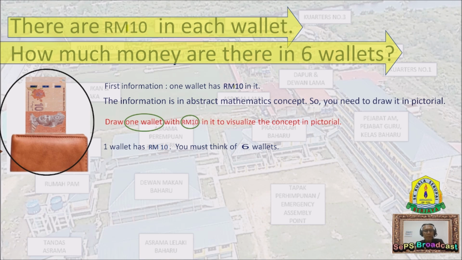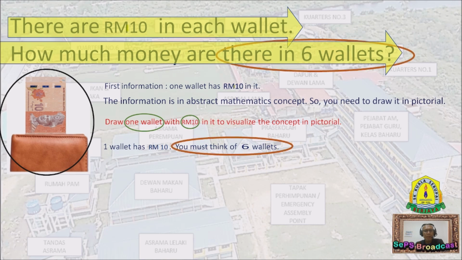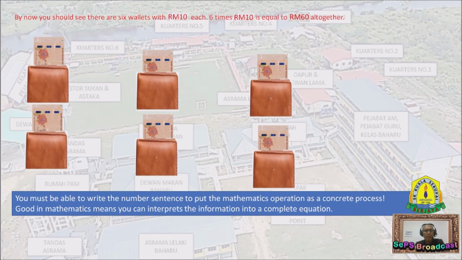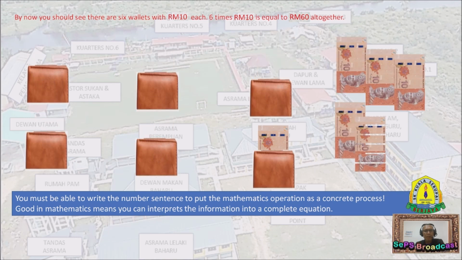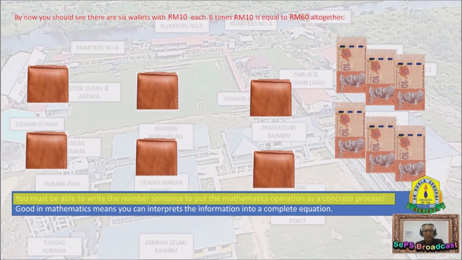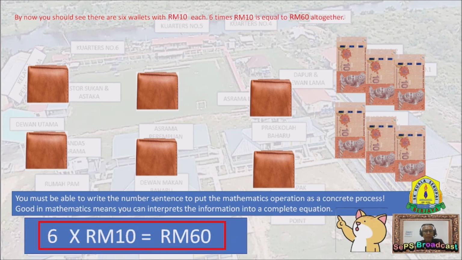One wallet has 10 ringgit. You must think of 6 wallets. By now you should see there are 6 wallets with 10 ringgit each. 6 times 10 ringgit is equal to 60 ringgit altogether. You must be able to write the number sentence to put the mathematics operation as a concrete process. Good in mathematics means you can interpret the information into a complete equation.